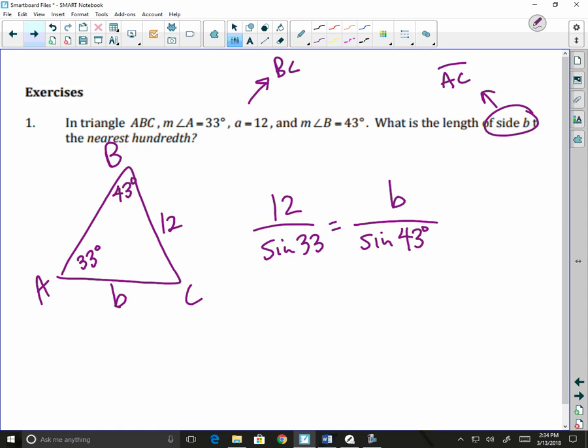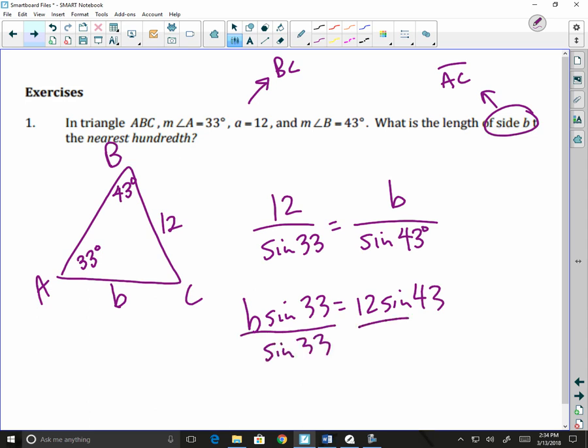Do some cross multiplying. B sine of 33 equals 12 sine of 43. Divide both sides by the sine of 33, and we get B equals whatever that comes out to be in our calculator. So 12 sine 43. Don't forget to end the parenthesis. And we get 15.03.